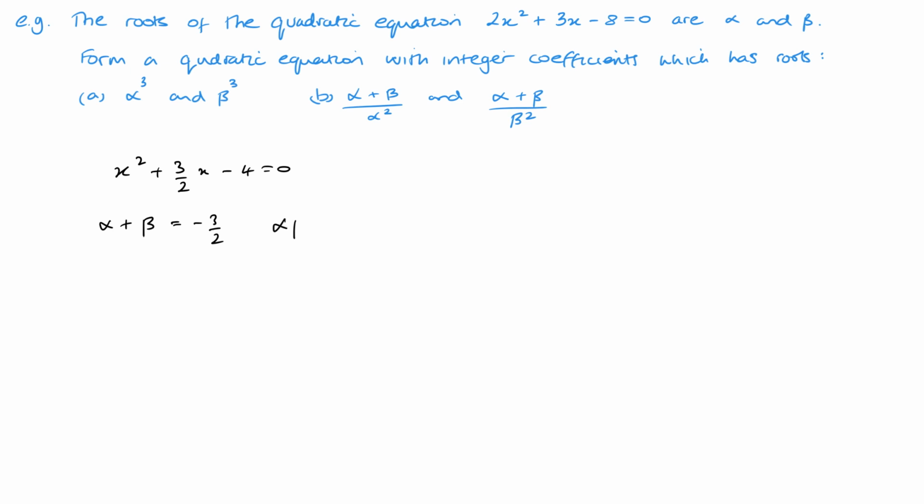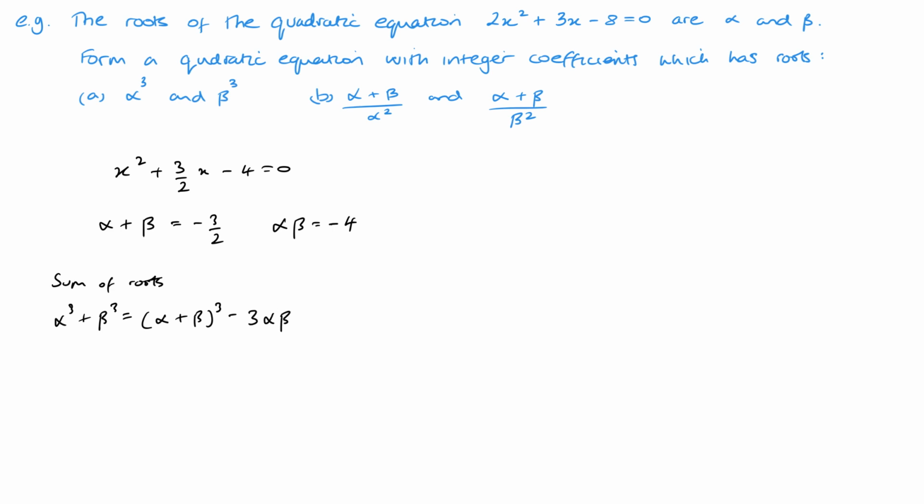And our alpha times beta in our case here would be negative 4. So first we want to find the sum of the roots. Like we did before, as we're looking now at alpha cubed and beta cubed, we need to find alpha cubed plus beta cubed. I've already written this down in the previous few seconds, so if you are jumping in now and not sure where this comes from, go back and look at it.